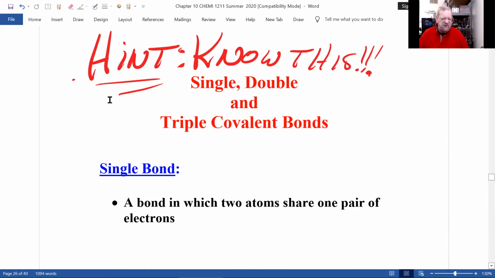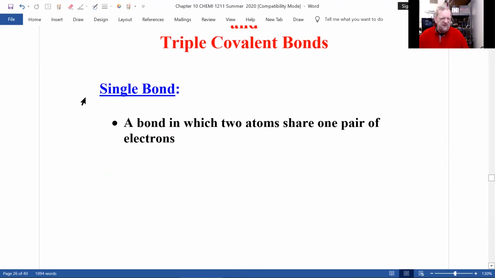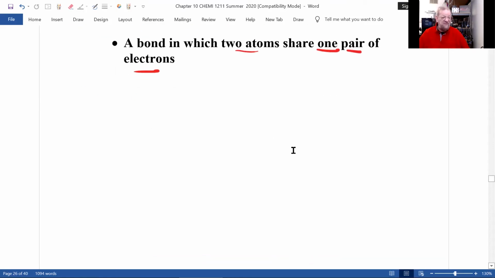know this. And what should you know? There are 3 types of covalent bonds. The first one is a single bond. And what is a single bond? 2 atoms which share one pair of electrons. Single bond, sharing 1 pair of electrons. And for those of you who know baseball, if you go to first base, what have you hit? A single. First base, 1 pair of electrons.